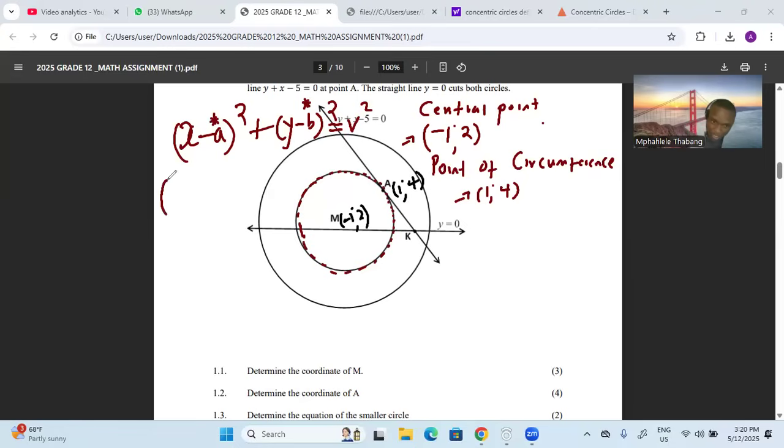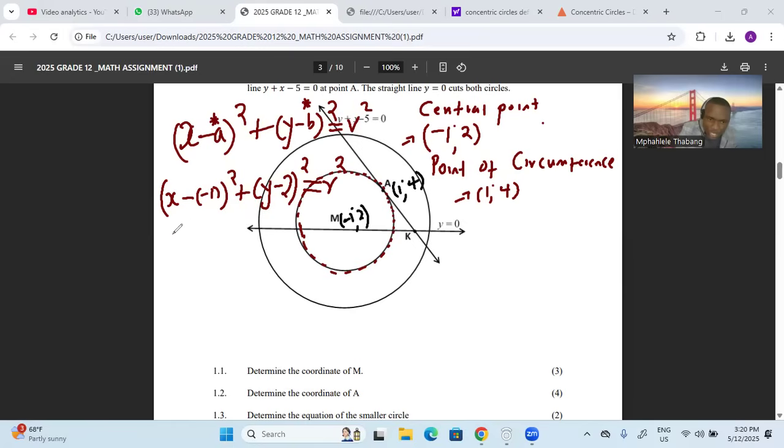So I'm going to say (x minus, take the point from the center of a circle, which is -1) squared plus (y minus b is 2) squared. The point of the center of a circle is 2. The y coordinates at the center. Then I say equals to r squared.